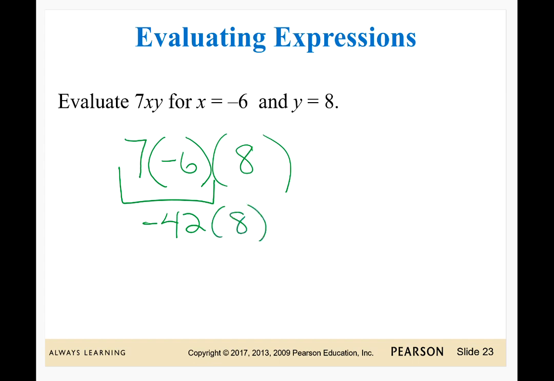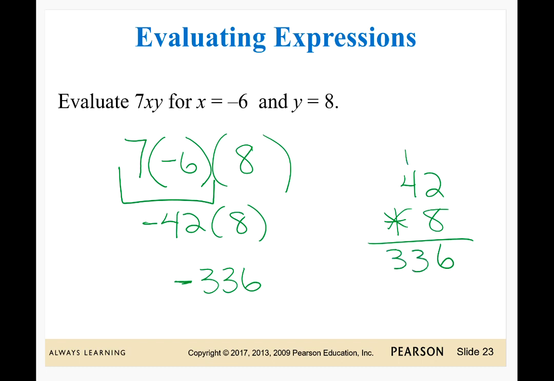Again, rewrite the problem, negative 42 times 8. We have a negative times a positive, which means our answer is going to be negative, and then 42 times 8 is 336. Again, if you need to, go off to the side and do 42 times 8. Try to do as much of this as you possibly can without using your calculator. You will thank me later. The more you can do in your head, the better off you're going to be.